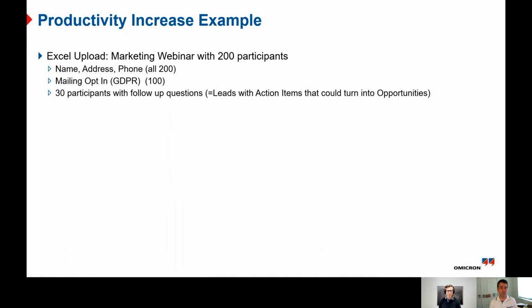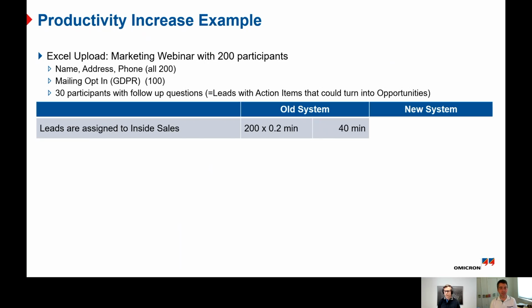And one example, for instance, a marketing webinar with 200 participants, where we collect name, address, phone, job title, these types of things from every participant. We may have a mailing opt-in, GDPR compliant, for maybe 100 people, and then 30 people have a follow-up question after the webinar in a survey. We usually do a survey at the end of our webinars. And so in the past, in the old system, we had quite a lot of things to do.